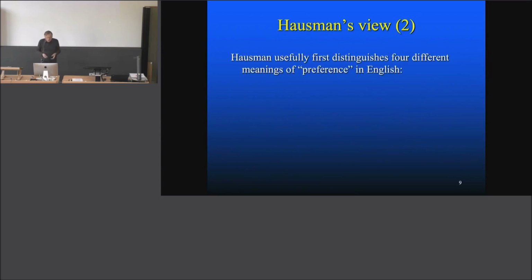Okay. Now, what I'm going to do is present Hausman's view and Hausman's criticism, and something very useful Hausman does at the beginning of his book. He usefully distinguishes 4 different meanings of preference in English. And if you want to have clarity when you use the term preference in economics, you should know what you do not mean, but other people may mean by the term preference. So the first one is enjoyment comparison. If you say, I prefer this or that, then you may mean, I do enjoy this one more. Enjoyment comparison. That's, of course, a mental concept. This is what you feel then, your enjoyment.